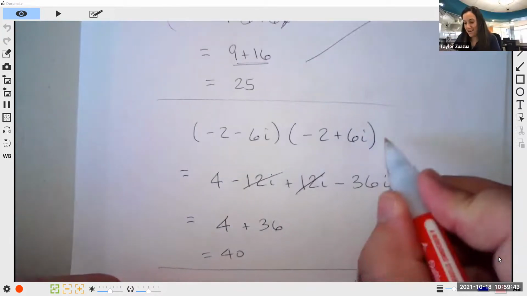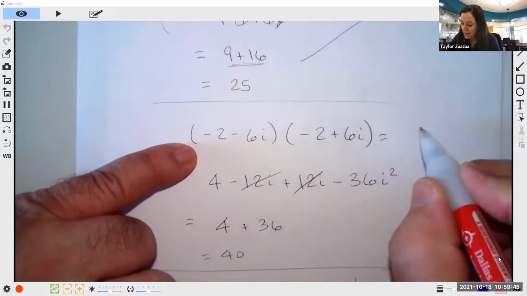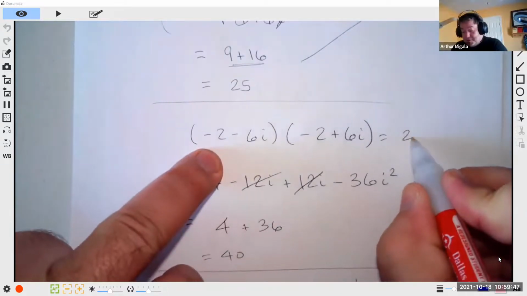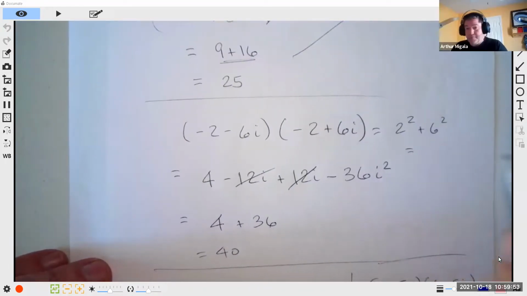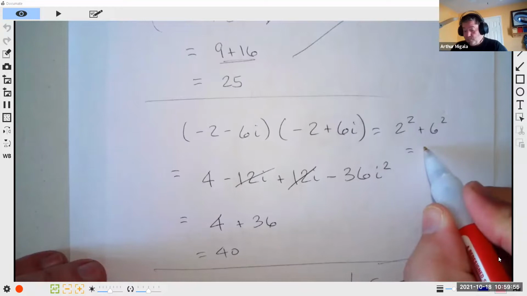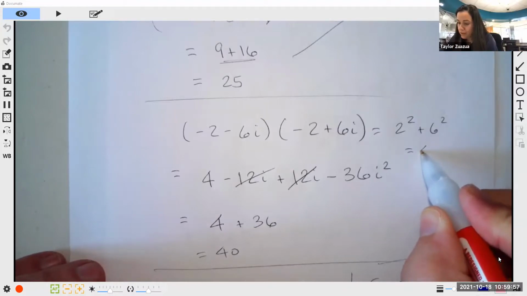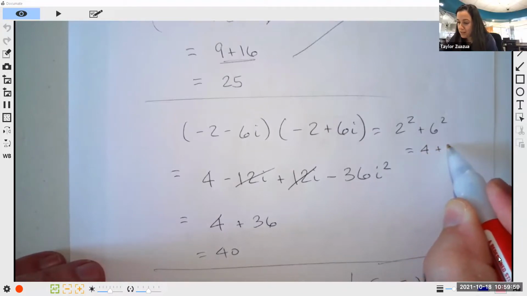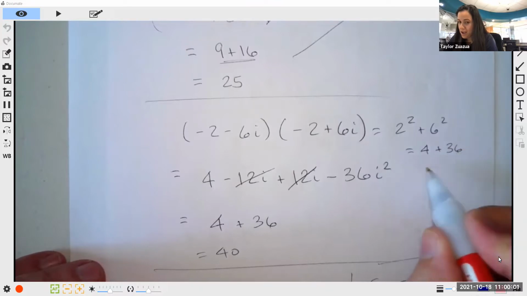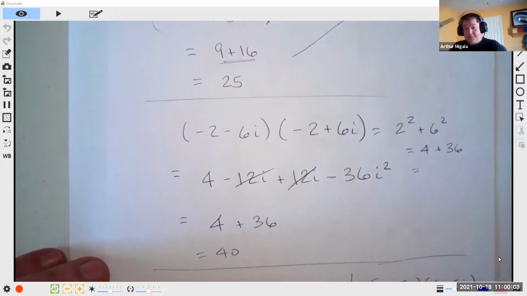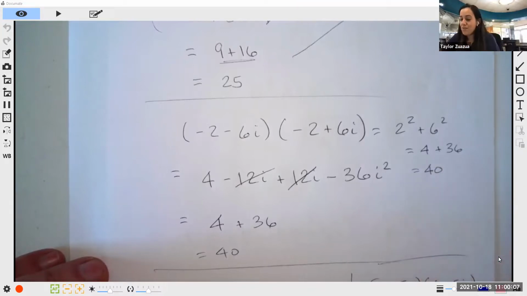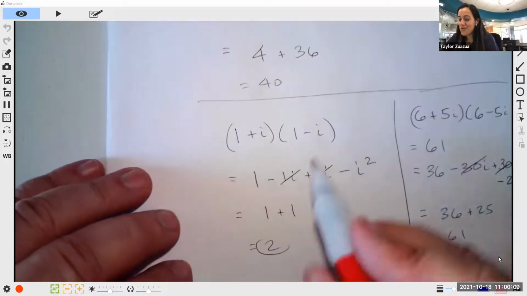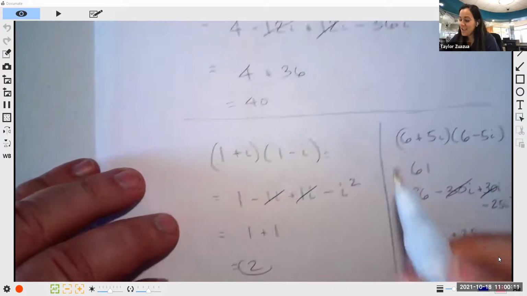Oh, okay. I'm getting it. Same with this one. The first base number is 2. The second number is 6. Square those and add them together. So 2 times 2 is 4, and 6 times 6 is 36. No, just 36. There's no more i's. No more i's. Just kidding. And then it was 4 plus 36 equals 40.